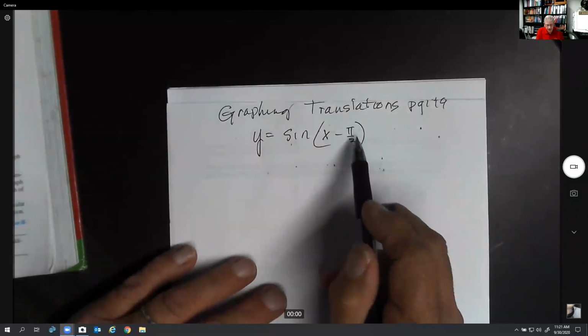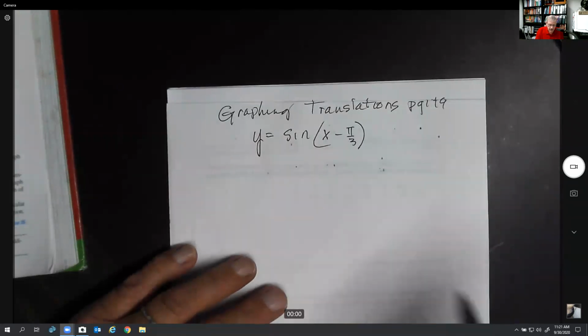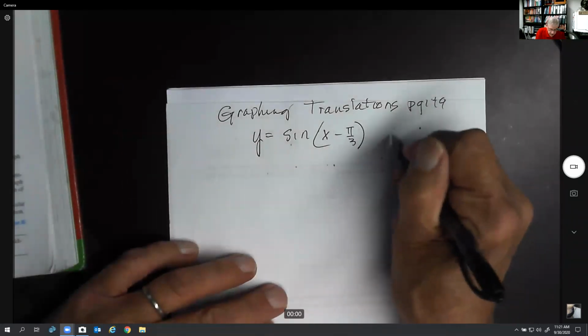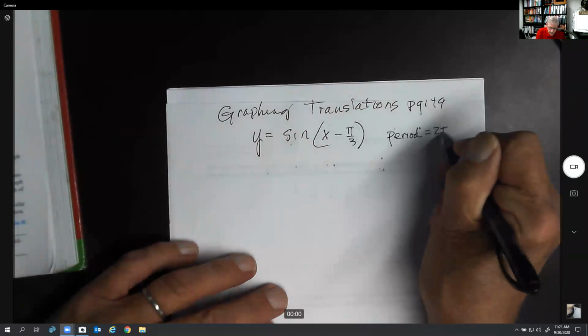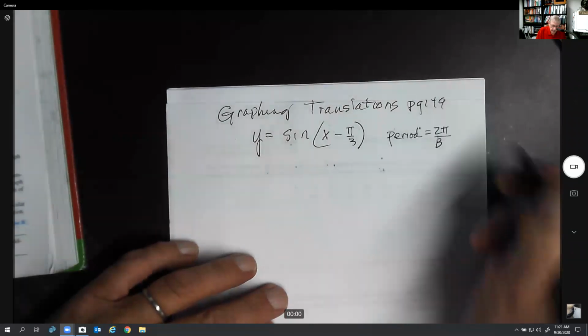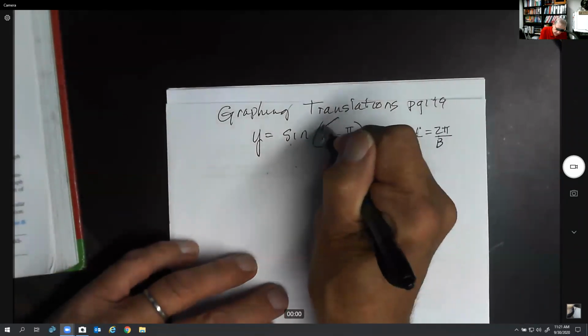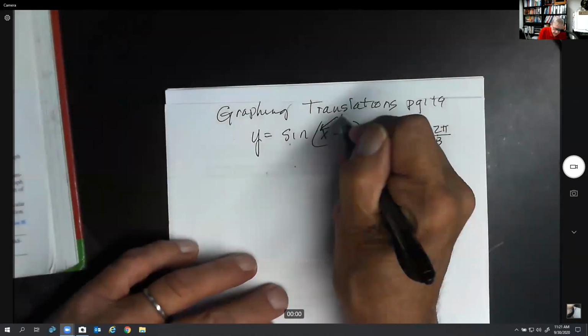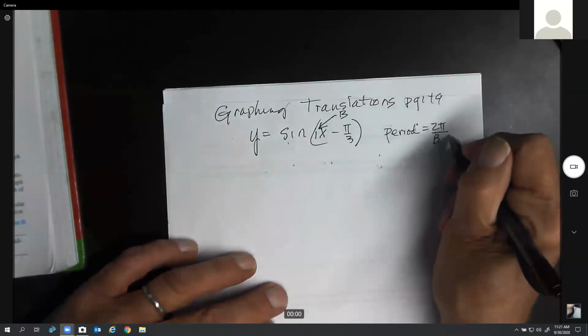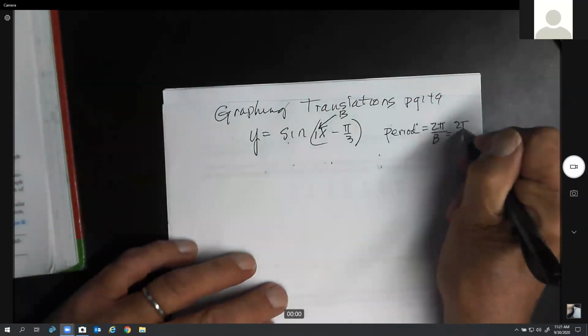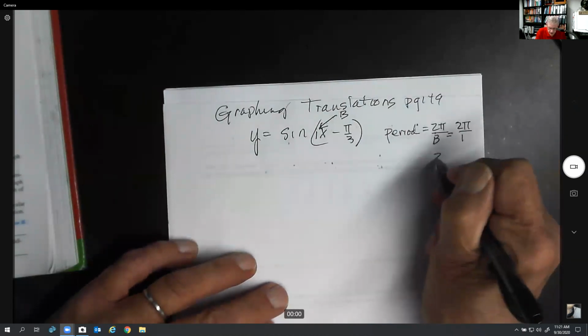That's what this x minus pi over 3 is. So first of all, we want to find the period of our function. The period of the function is 2 pi over b. Now, b is the number in front of x, and in this case, b is 1. It's not the pi over 3. So it's 2 pi over 1, so our period is 2 pi.